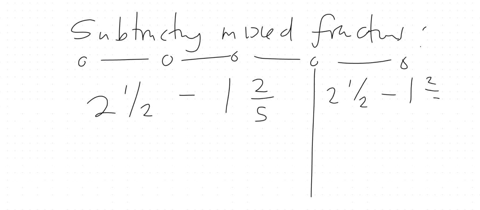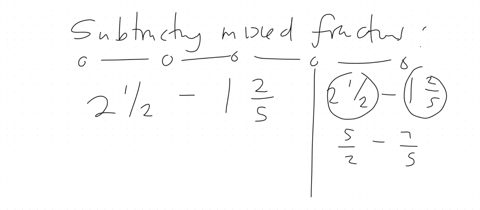For example, like this one, I change it. 2 times 2 is 4 plus 1 is 5. Then this becomes 5 over 2. I also do the same with this one. 5 times 1 is 5, plus 2, 7. All right. And like this.